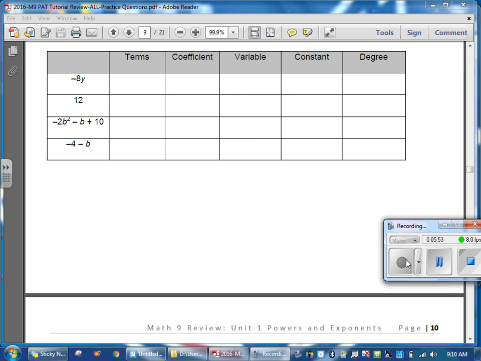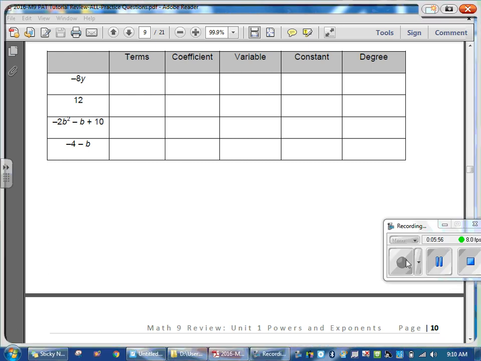So for terms, we're going to go straight down in our column here. So the number of terms, remember, they're separated by positive and negative signs. So this one here, 1 term. The next one, 1 term. Over here, I've got 1, 2, 3. That's a 3 term. And over here, 2 terms.